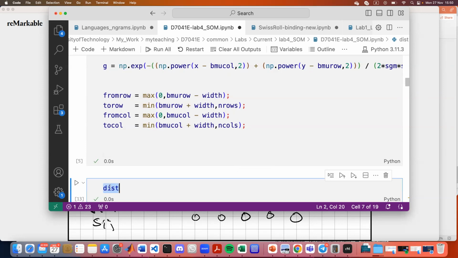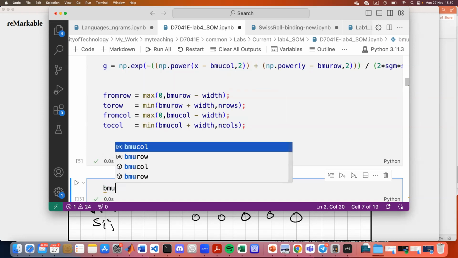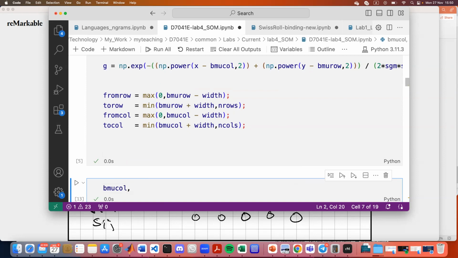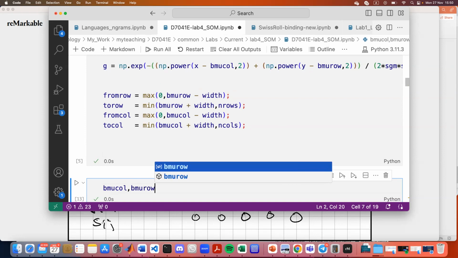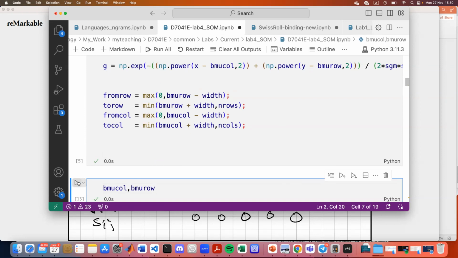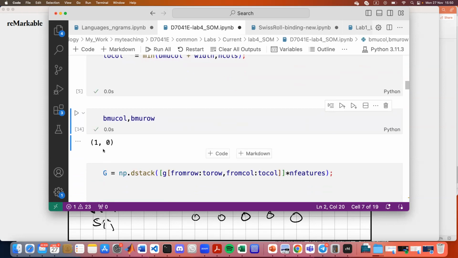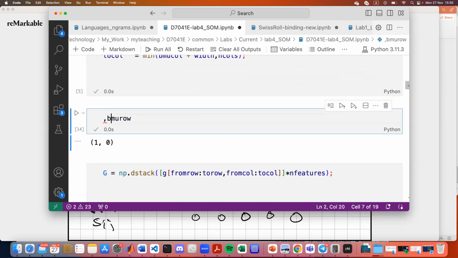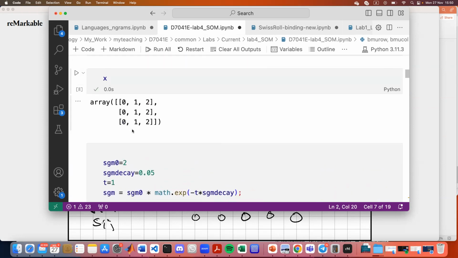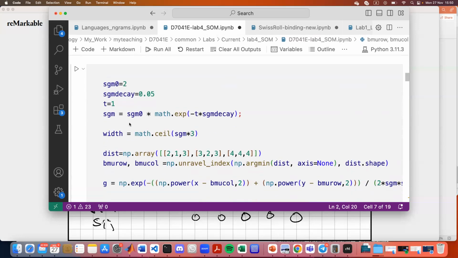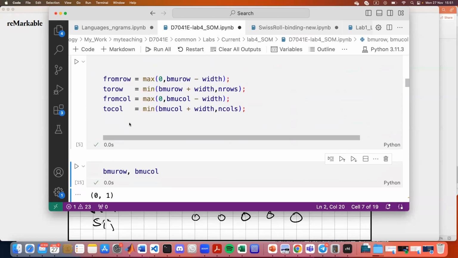So if you just type BMU row and run it, so it's 1, 0, 1. So it's 0, 1. Which, well, I removed it.